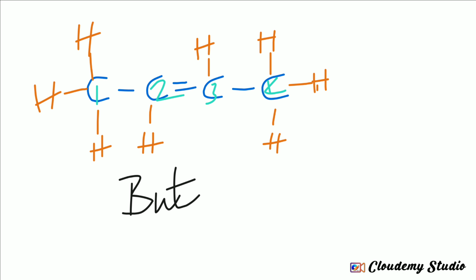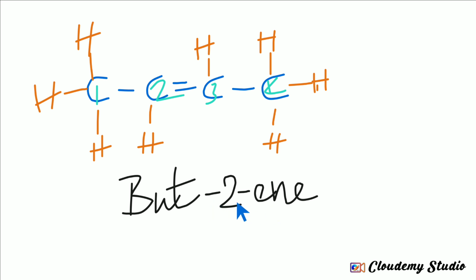After the root word, a hyphen. Then the location of the double bond we need to mention. That is at the second carbon atom, the double bond is there. Therefore, we need to mention number 2, then hyphen, then what is that? Carbon to carbon double bond is present in the structure. Therefore, the suffix will be ene. The suffix is ene. So the compound name is but-2-ene.